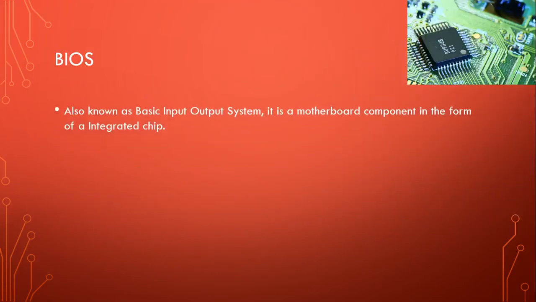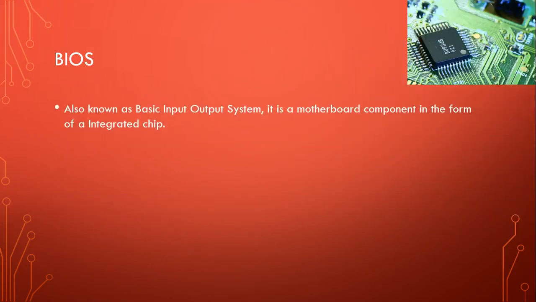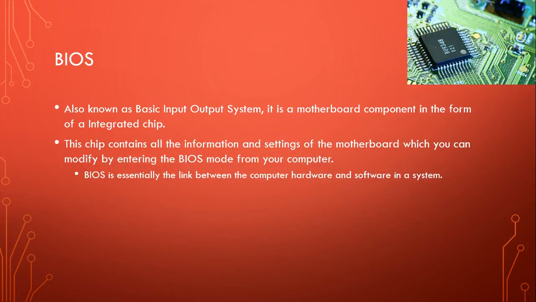All right, next up is the BIOS. Also known as the basic input-output system, it is a motherboard component in the form of an integrated chip. The chip contains all the information and settings of the motherboard, which you can modify by entering the BIOS mode from your computer. BIOS is essentially the link between the computer hardware and software in a system.